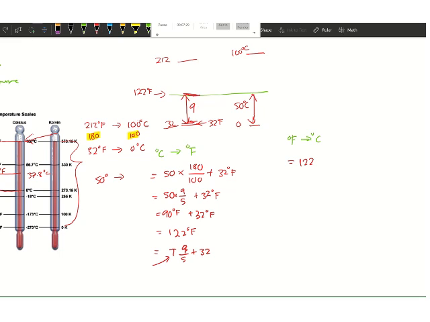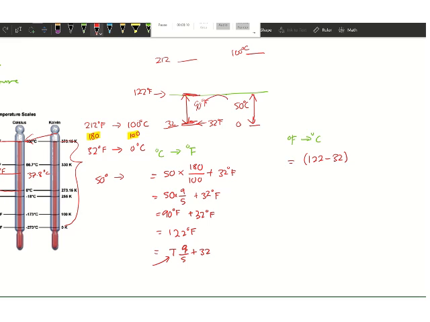I need to find the gap first, which will be 122 minus 32. Remember, I need to find the gap first, so that's why we need to subtract 32 from 122. 122 minus 32 will give us the gap. In this case, this is a 90 degree Fahrenheit difference between 32 and 122. After that, we get the gap.